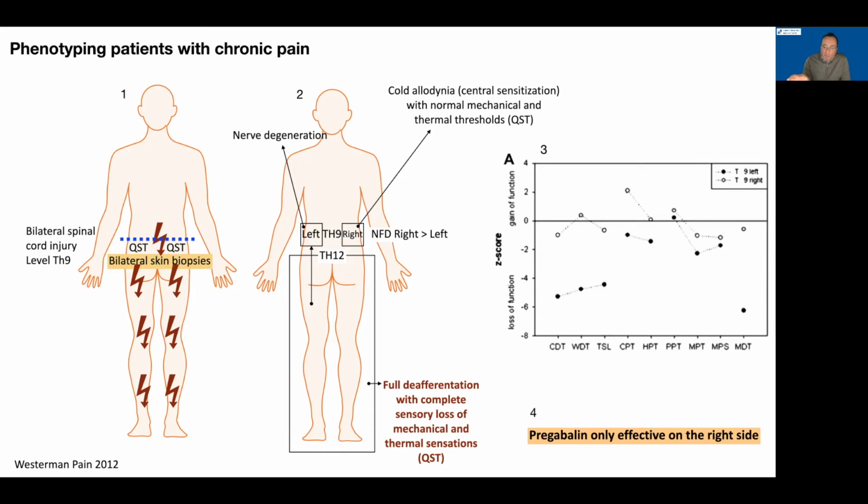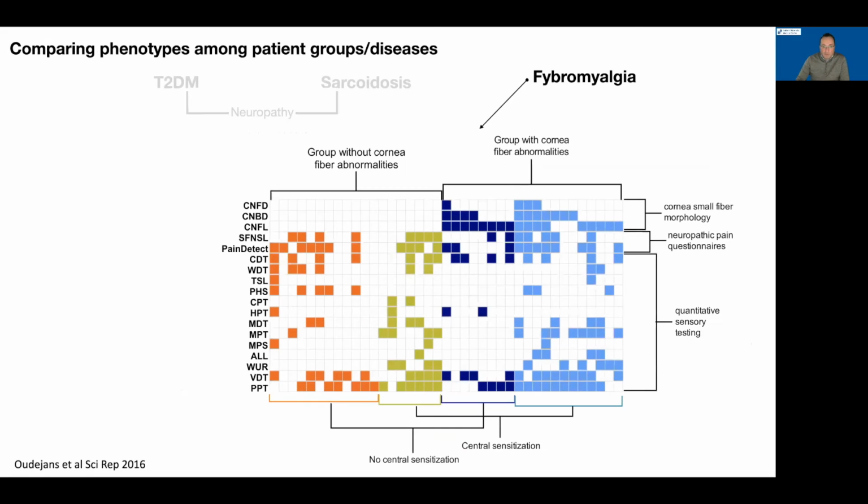But what's most important, and here's where the treatment comes into it, is that the pregabalin was only effective on the right side, not on the left side. So for the first time now, we link QST to treatment. So what we've seen so far: we have different underlying diseases with similar phenotypes. And here, for the first time, we have phenotype related to treatment.